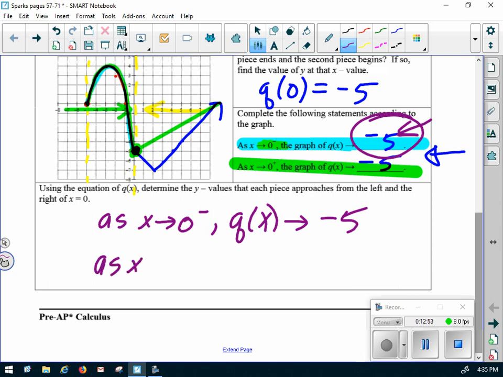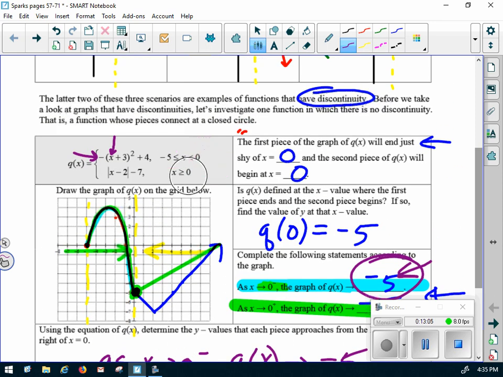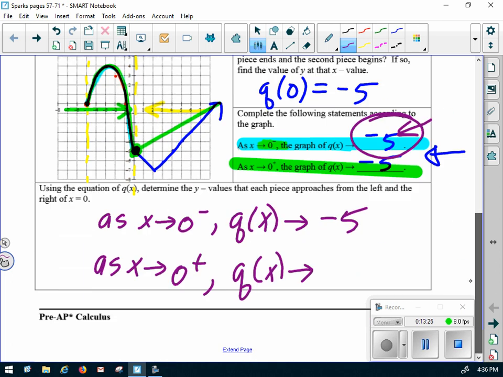As x approaches 0 from the right, from numbers bigger than 0, what does the y value get closer and closer to? Which of those sets of constraints has the x values that are bigger than 0? Well, these have the x values that are bigger than 0. So I'm going to use this equation. Substitute in 0. 0 minus 2 is -2. Absolute value of -2 is 2, and 2 minus 7 is -5. And look, that's what we got right here.